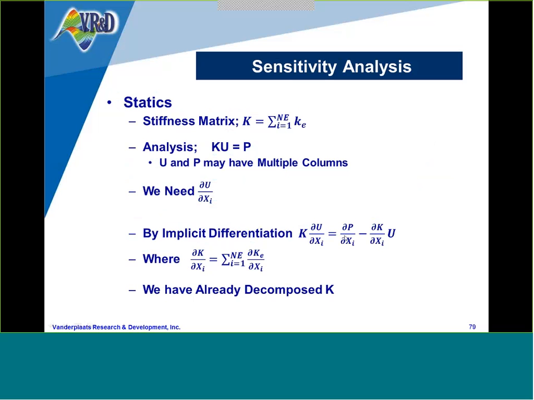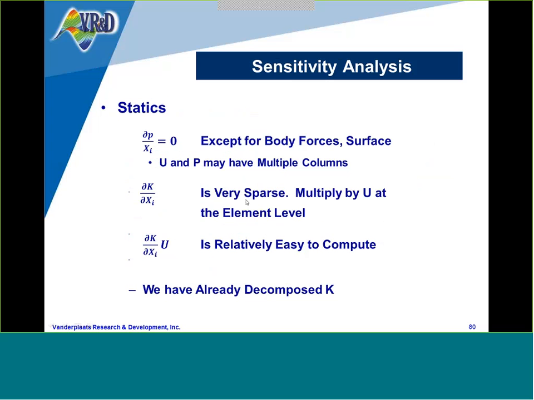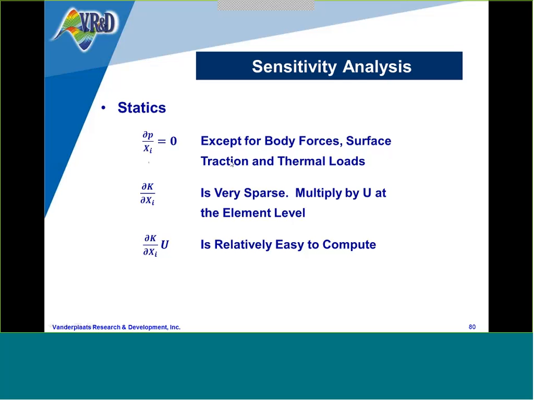You have k du dx equal dp dx minus dk dx times u. And this part here is very easy to calculate. We've already decomposed k, and so we can get du by dx very simply. dp by dx is 0 except for body forces, thermal loads, and so on. dk by dx is very sparse, so we don't actually build that matrix. We just do the matrix vector multiplication as we build it, and so it's relatively easy to calculate this.